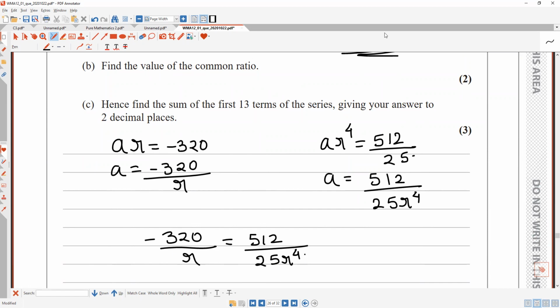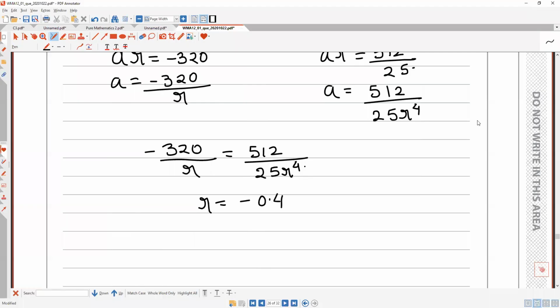Everyone understood online? Mehak, Sujata, Galib, Rafiq, Rafsan. Yes, understood. Okay, then I'm pausing the video. Now you guys find the r value for me. Okay, so everyone is getting r to be minus 0.4.